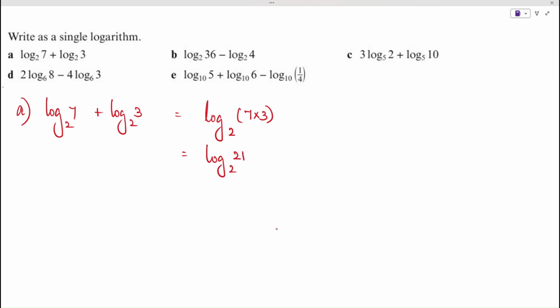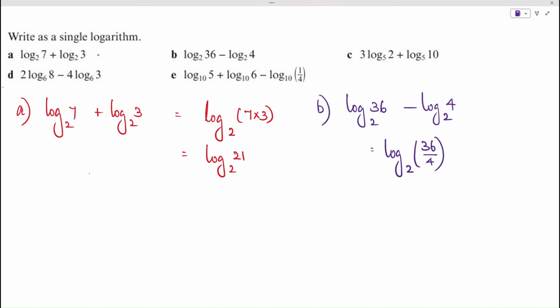Right. Now let's do B. So here we have log 36 base 2 minus log 4 base 2. And by using our division law here, we can get log 36 over 4 with base 2. This simplifies down to log of 9 to the base 2.